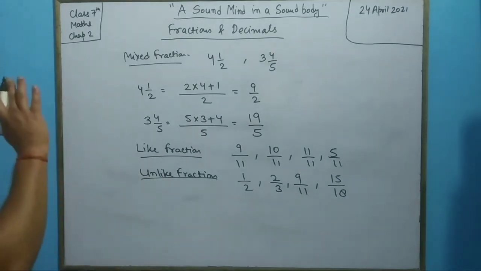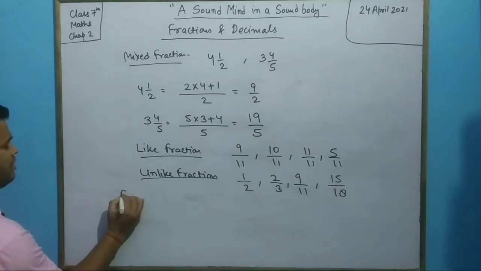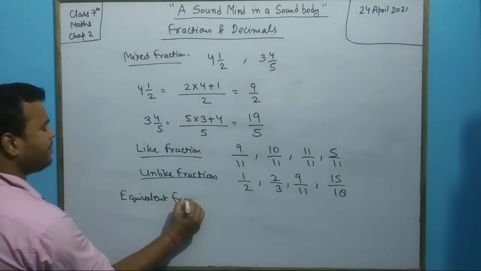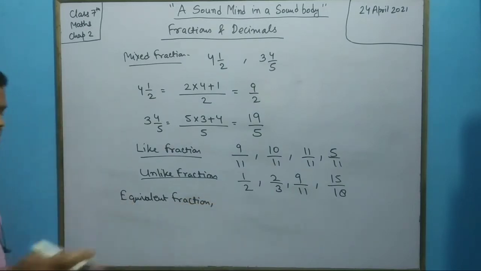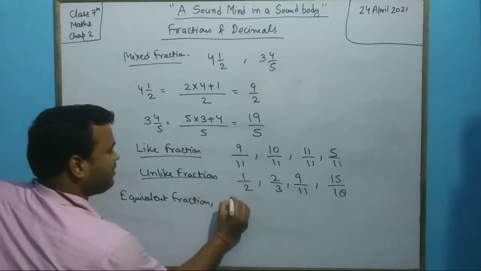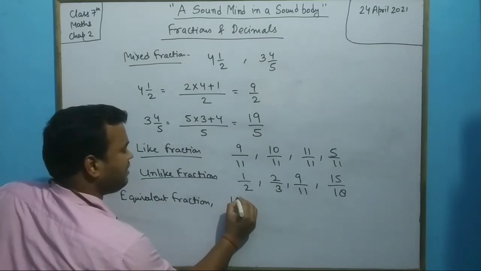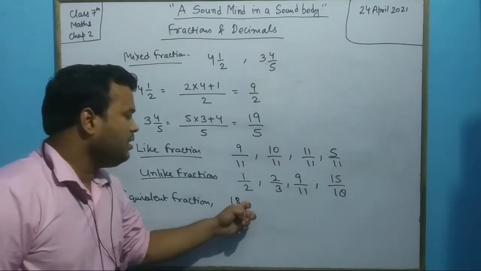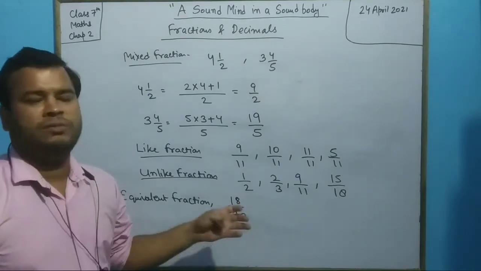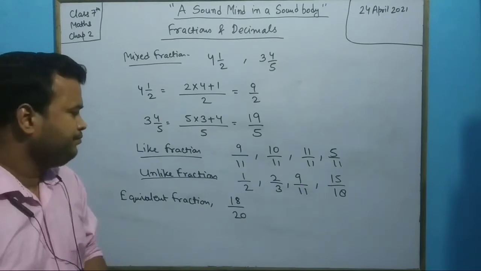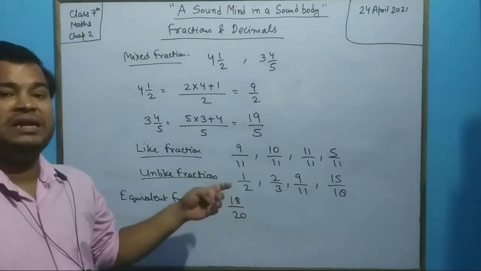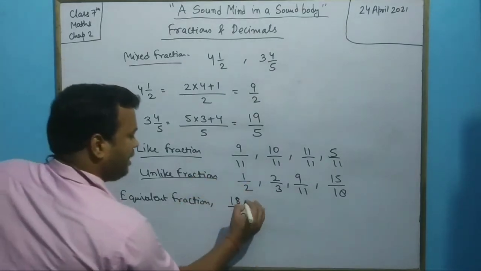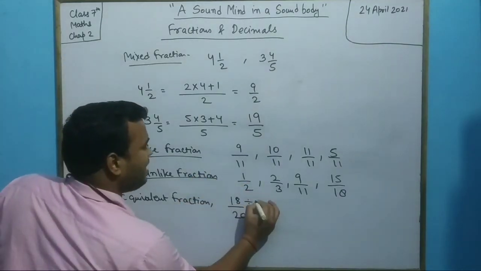Okay, there is one more thing that is known as equivalent fraction. Okay, equivalent fraction, what is this? Let us see. If it is written as 18 upon 20, here both numerator and denominator have something in common. If I divide numerator and denominator both by the same number, there will be no difference. Okay, like let me divide it by 2.